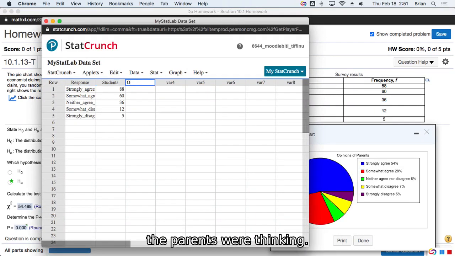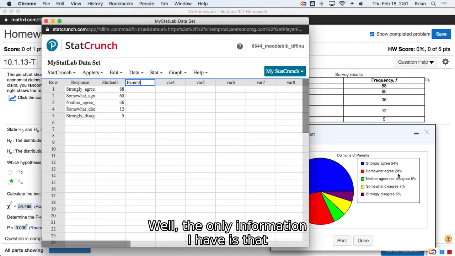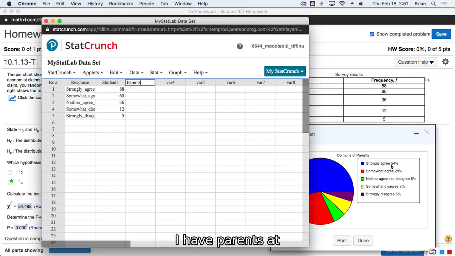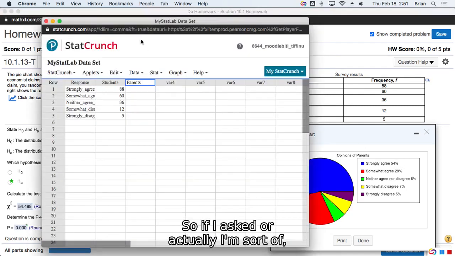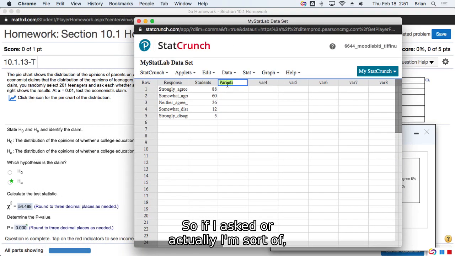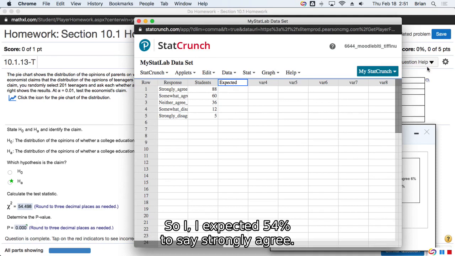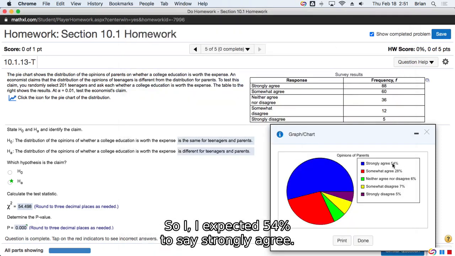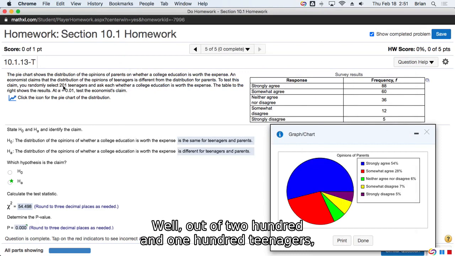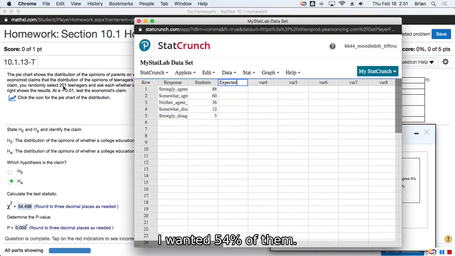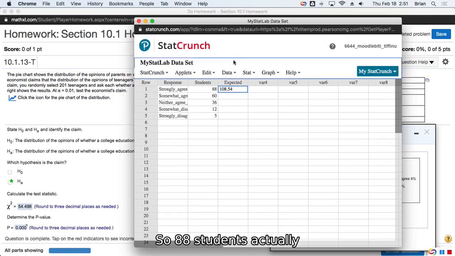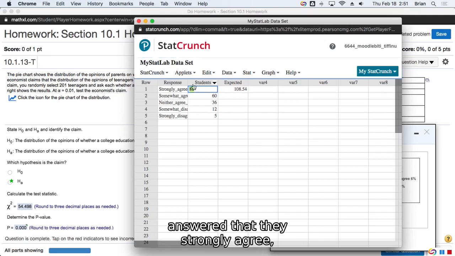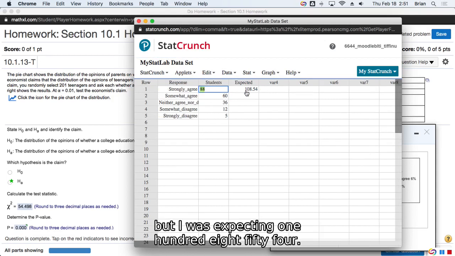Now I need to come up with what the parents were thinking. Well, the only information I have is that 54% of the parents thought that they would strongly agree. So instead of that, we're going to say expected. So I expected 54% to say strongly agree. Well, out of 201 teenagers, I wanted 54% of them. So I take 201 times 0.54, and I get 108.54. So 88 students actually answered that they strongly agree, but I was expecting 108.54.